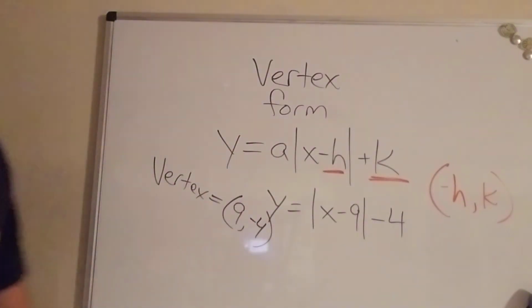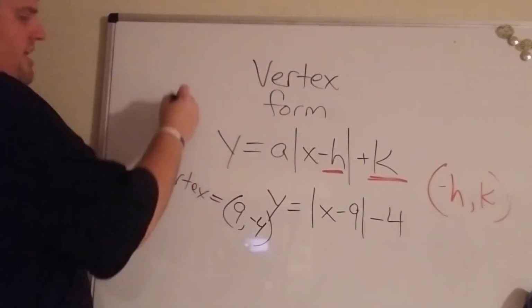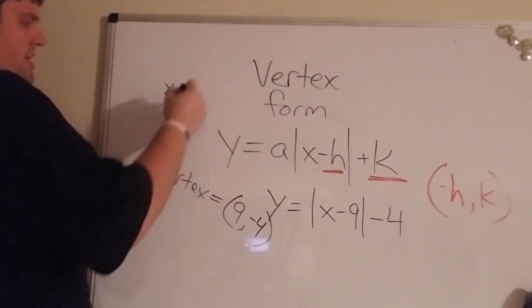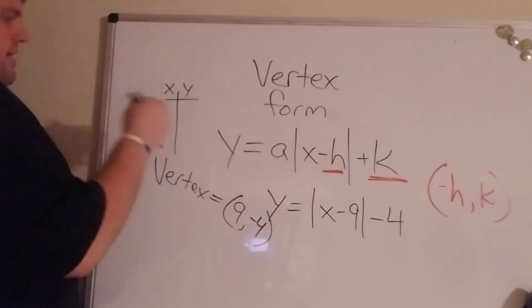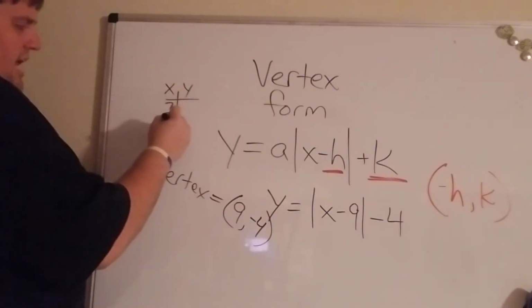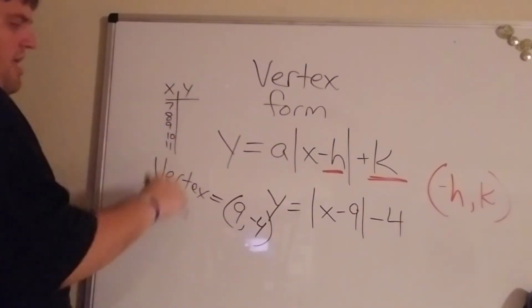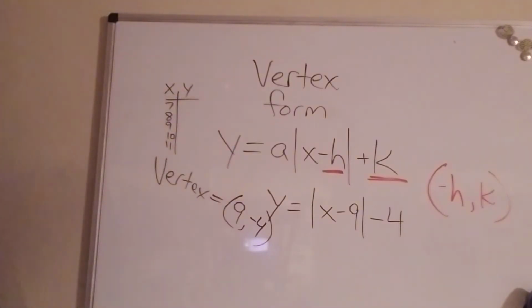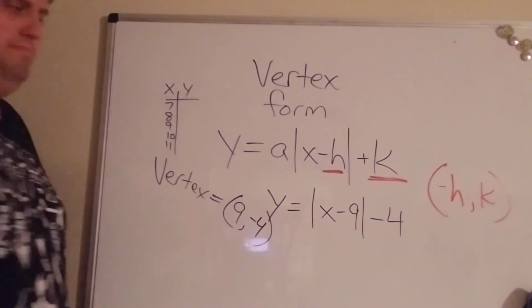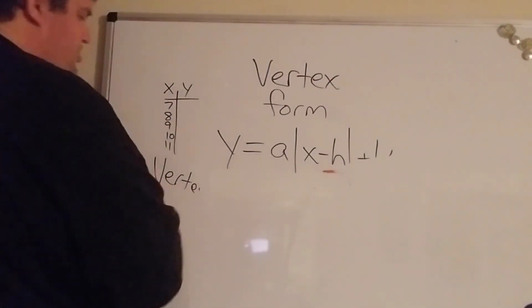And then if you wanted to see what it would look like, I can make my table from there. And I could go 7, 8, 9, 10, 11. And it should be symmetrical as I go out. Pretty awesome. Let's try another one.